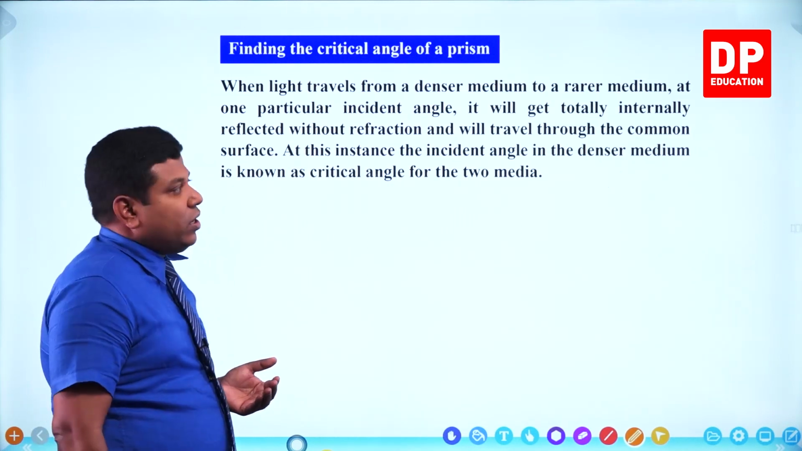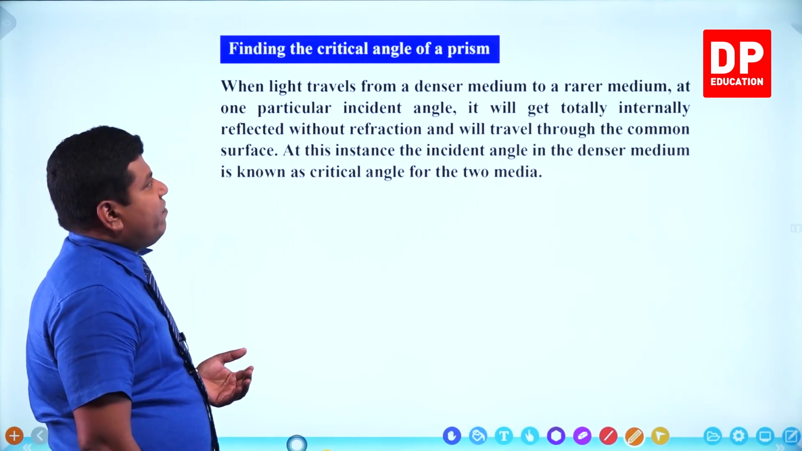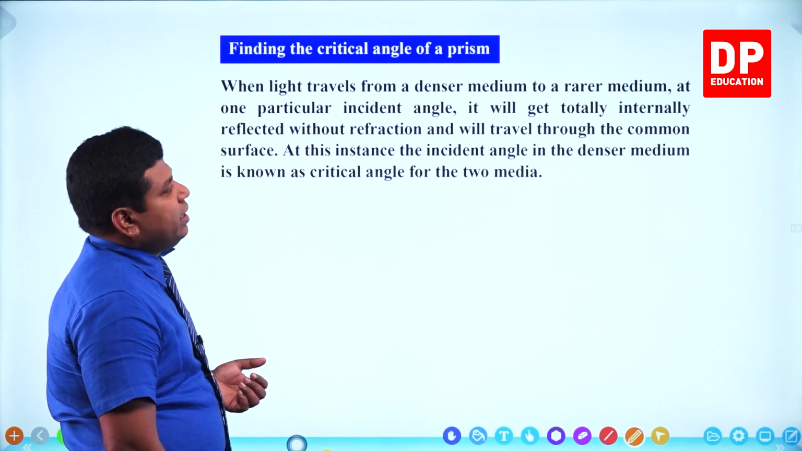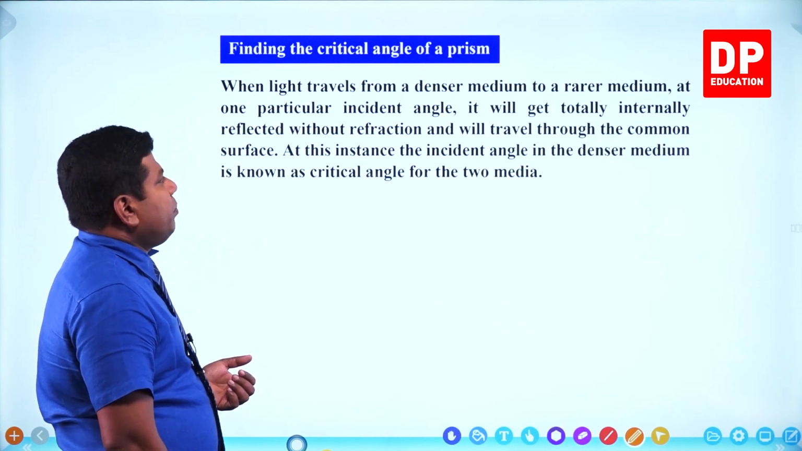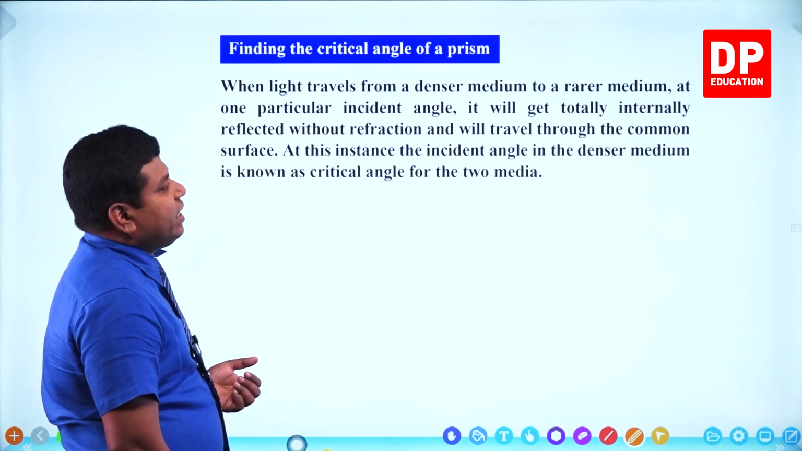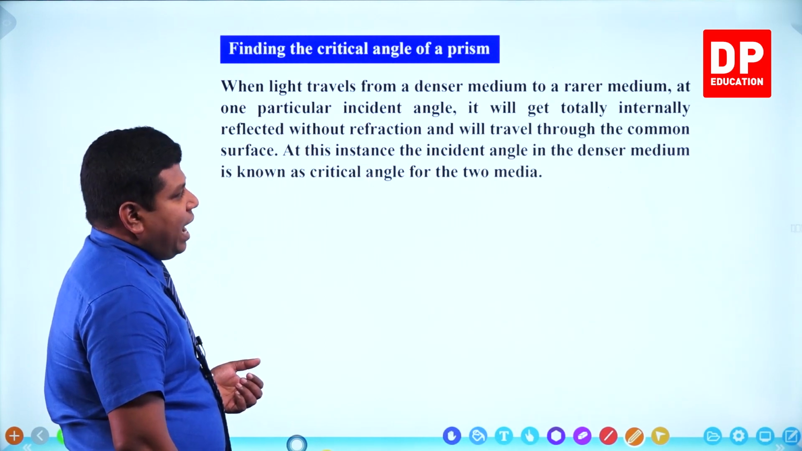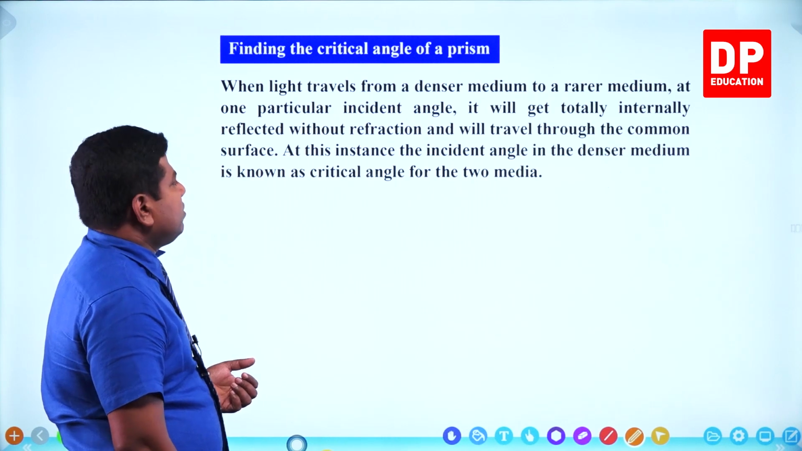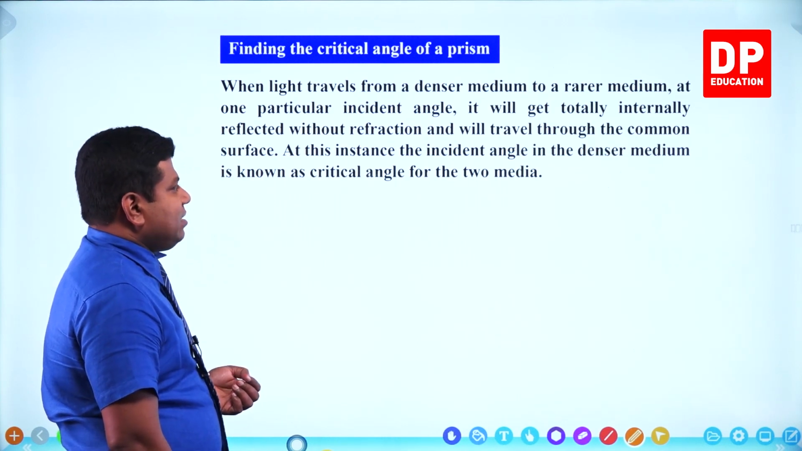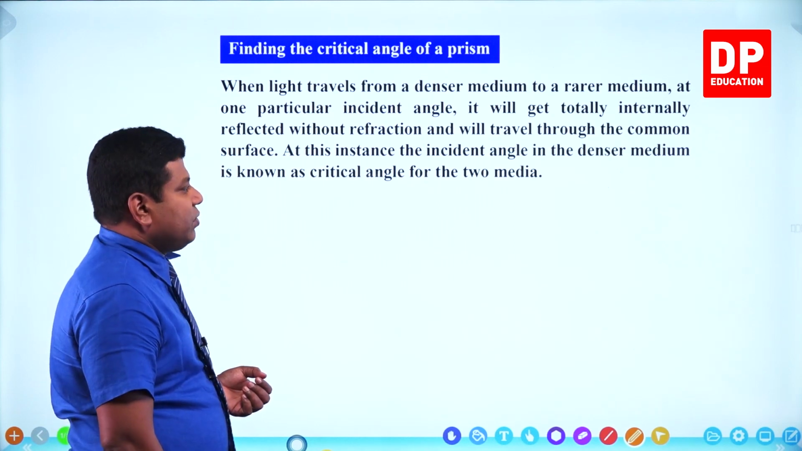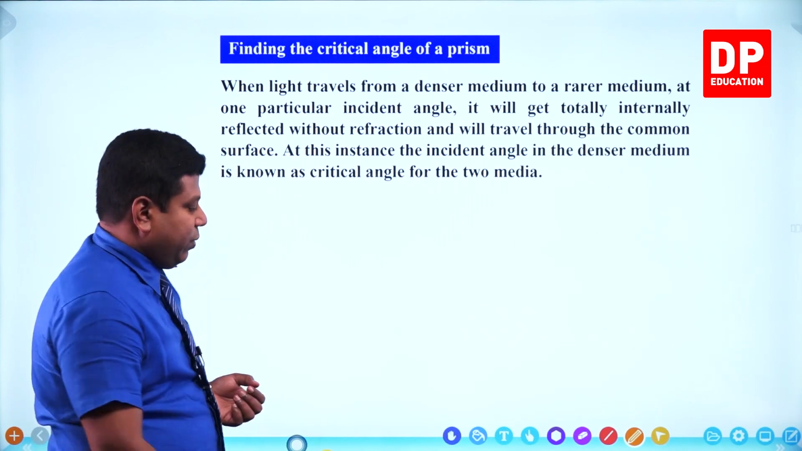Still, we'll recall the meaning of critical angle. When light travels from a denser medium to a rarer medium, at one particular incident angle, it will get totally internally reflected without refraction and will travel through the common surface. At this instance, the incident angle in the denser medium is known as the critical angle for the two media. See what that means.